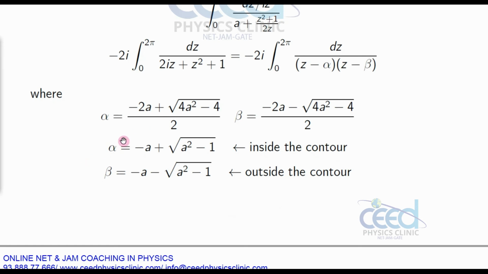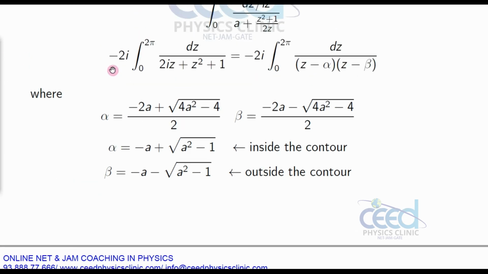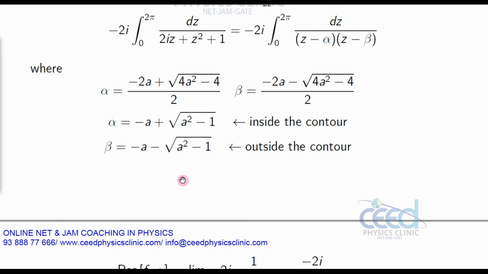Now we are focusing on this. We can calculate the residue using this. Okay, so how can we calculate it? It is a simple pole, so I can find out the residue from this formula, right? So this is our function. I can take minus 2i out. So for the residue, instead of calculating the integral, we are doing the limit. So our residue is at alpha, right? This term is inside the contour, this is outside, so this is not valid.